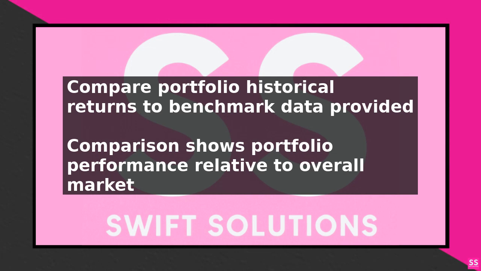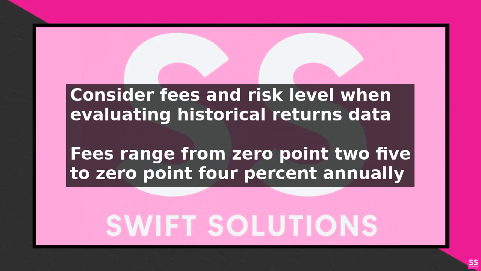Step 5 is to consider the risk level of the portfolio. Betterment portfolios are designed to balance risk and return, and the historical returns will reflect this. It is essential to consider your own risk tolerance when evaluating the historical returns of a portfolio.